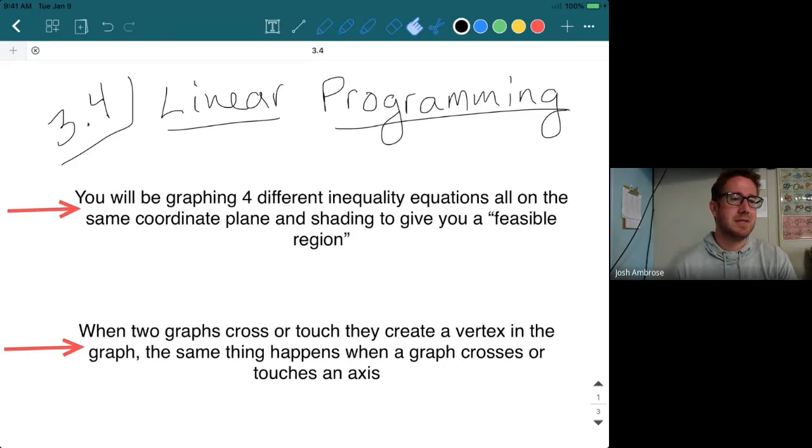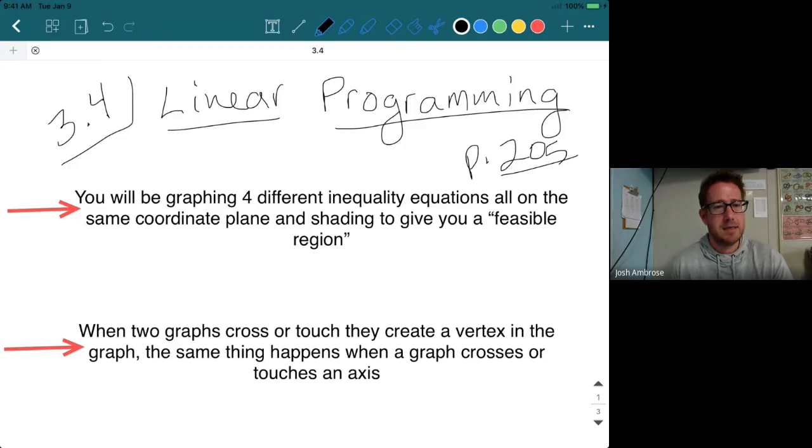Here we go, guys. We are in Chapter 3, Section 4, titled Linear Programming. Let's make sure that our textbooks are open. There's our page number, and let's jump right into it.